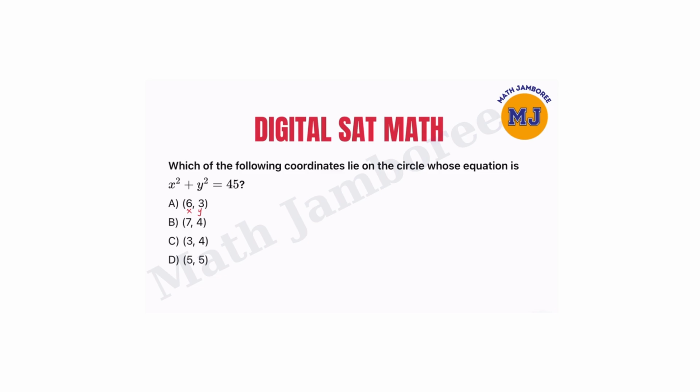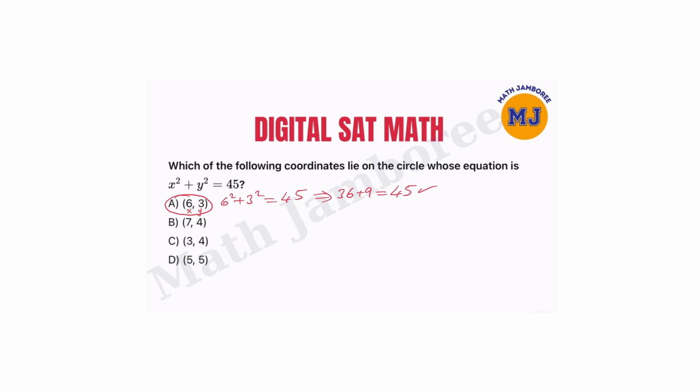So we will substitute 6 for x, 6 squared plus 3 squared. Does it give you 45? Let's check. 6 squared is 36 and 3 squared is 9. And does this give you 45? When you add 36 and 9, yes, you do get 45. Then the answer will be A for the specific question.